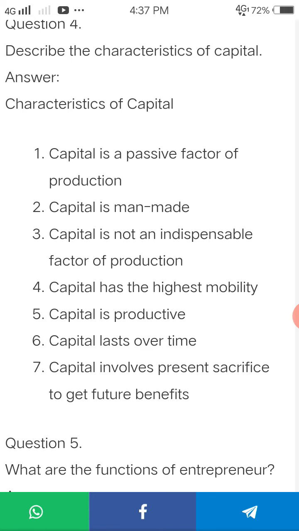And fourth question, describe the characteristics of capital. First point, the capital is a passive factor of production. Capital is man-made. It is not an indispensable factor of production. Capital has the highest mobility. Capital is productive and capital lasts over time. Capital involves present sacrifice to get future benefits.